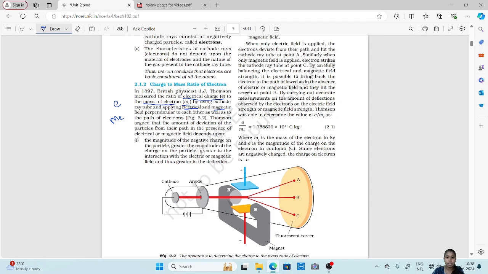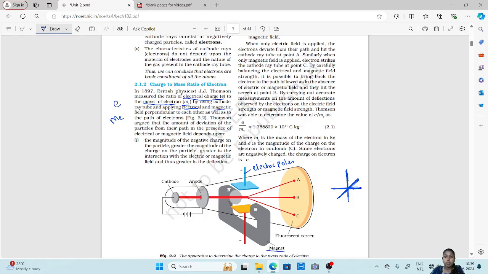So this is the electric poles and this is the magnet. So he applied an electrical and magnetic force perpendicular to each other. So it is somewhat like this. So this is the electrical field. We can draw it like this. So this is an electrical field. This is the magnetic field, and through this is the path of electron. So each one of them are perpendicular to each other. So this is electric, magnetic and path of electron. Each of them are perpendicular to each other.